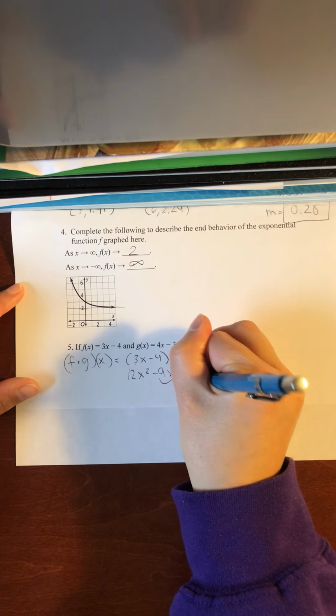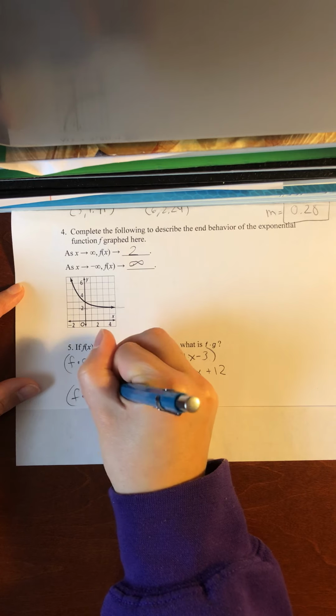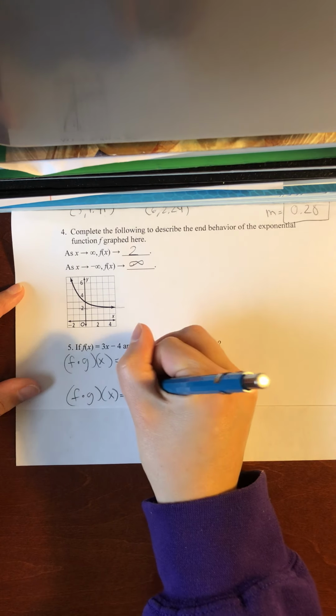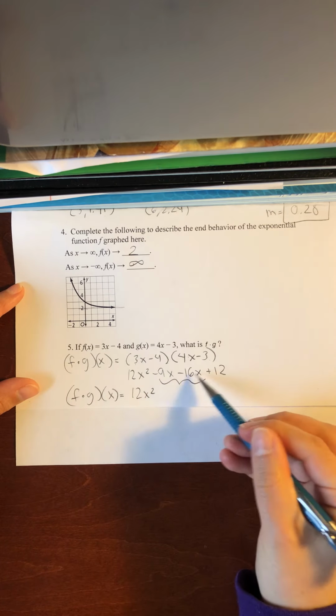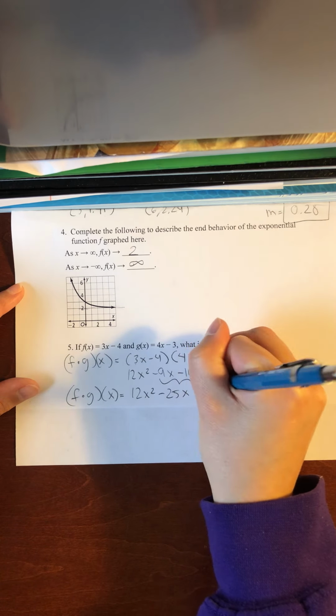Now we can combine these like terms. So f times g of x equals 12x squared. Negative 9x minus 16x is negative 25x, plus 12.